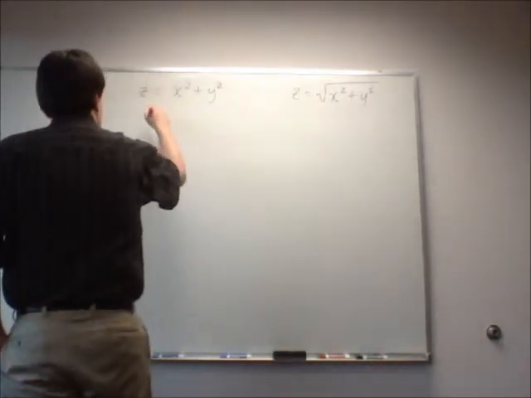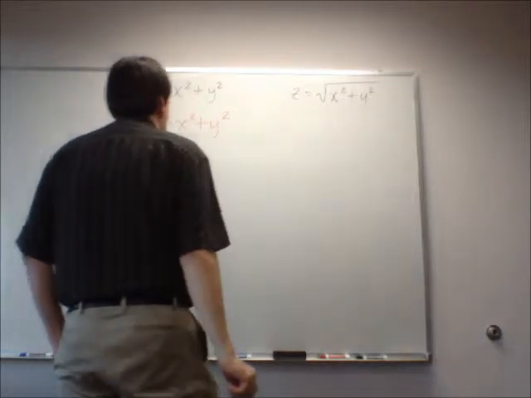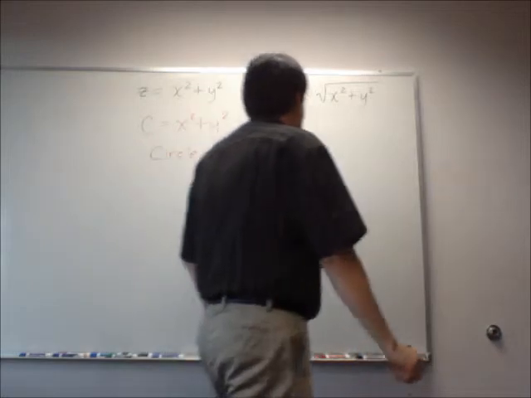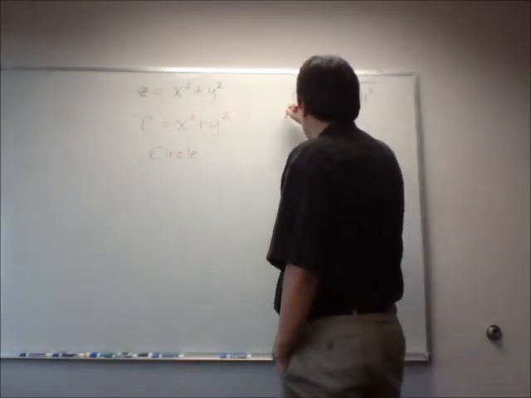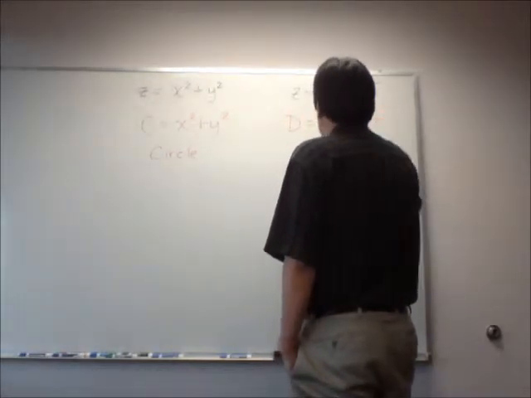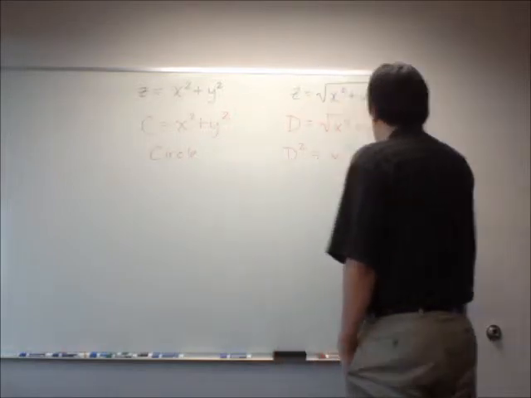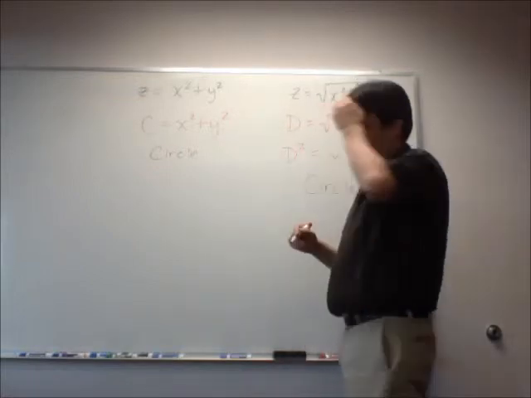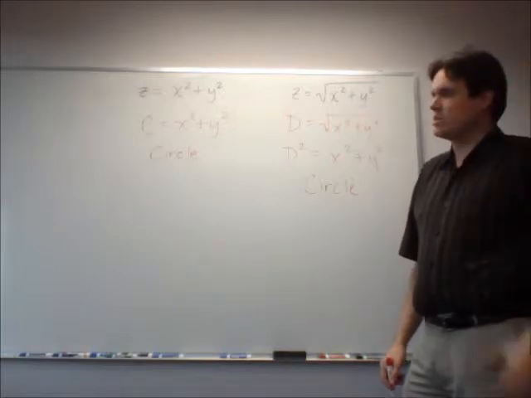If I set z equal to a constant here, I get c equals x squared plus y squared. I know that's a circle. If I set z equal to a constant over here, let's call that constant something different like d, then I get d equals the square root of x squared plus y squared. And if I square each side, I get d squared equals x squared plus y squared, which is, again, an equation for a circle. So what this means is that working with contours is not the easiest way to distinguish these shapes.